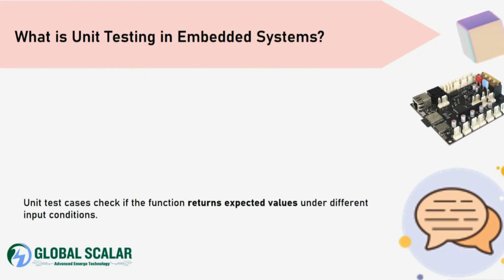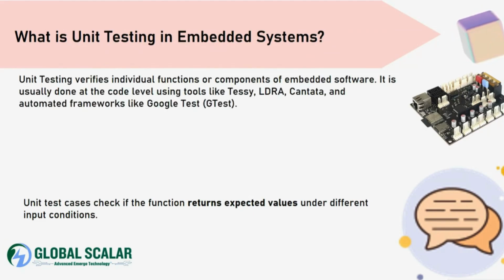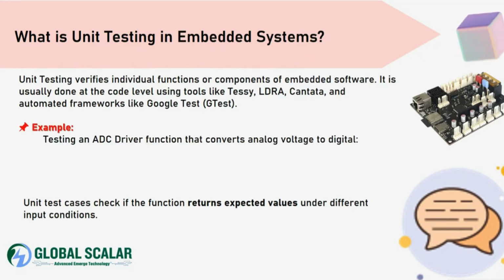What is unit testing in embedded systems? Unit testing verifies the individual functions of the components of the embedded software. It is usually done at the code level using tools like TestC, LDRA, CANdata, and automated frameworks like Google Test, which we call G-test. An example is testing an ADC driver function that converts analog voltage to digital.